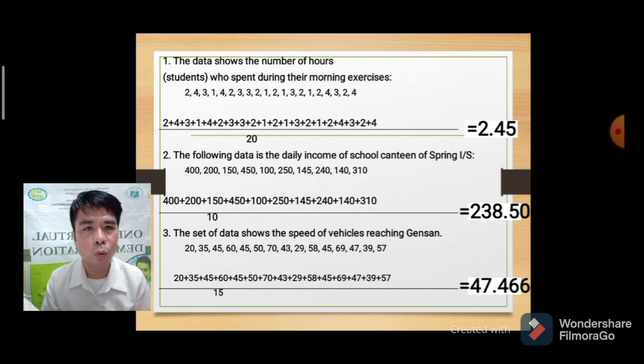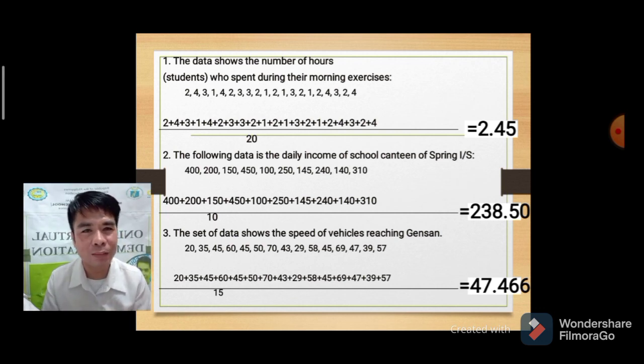What you are going to do is add all those numbers that we have, then divide by the number of variables that we have. You need to count how many terms are involved. There are actually 20. So once you get the sum of the numerator, you need to divide it by 20. The answer will be 2.45. Do we have the same answer? If that is the case, that would be great.